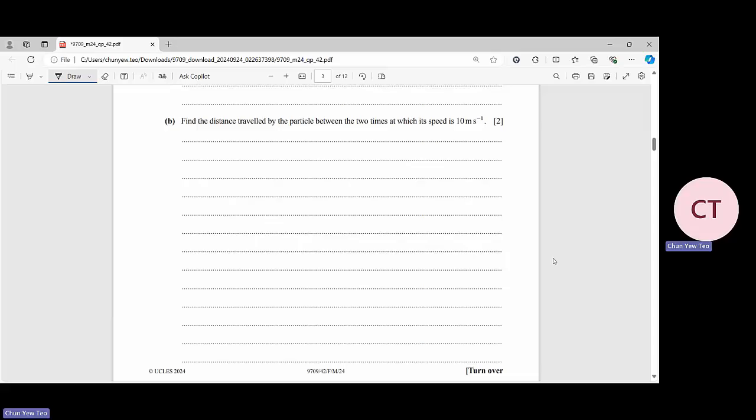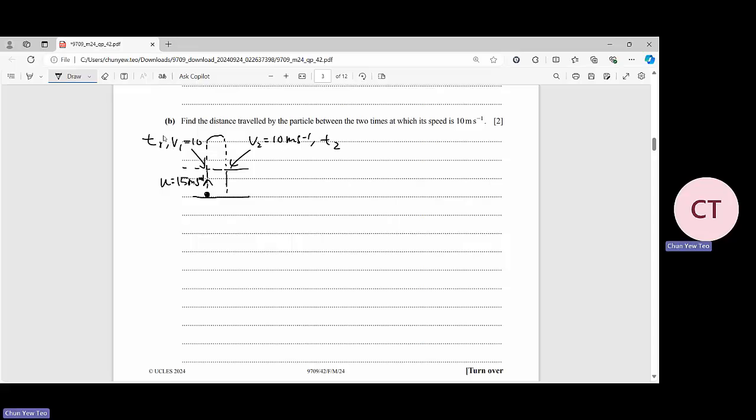Then B, find the distance traveled by the particle between the two times at which the speed is 10 meters per second. So the situation is like this. You have a ground floor over here and you projected with a speed of 15 meters per second. So up to a certain level, your speed over here and the speed over here are both equal to 10 meters per second. Okay, so we want to find that this time is t1. This time is t2.